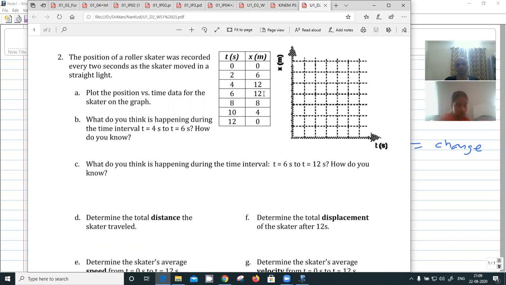And displacement is the initial position and the final position, how much it has covered. It is the difference between the initial position and the final position.